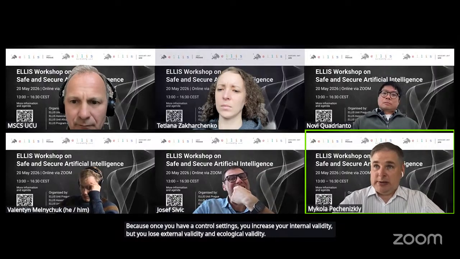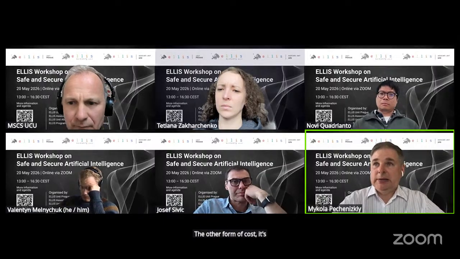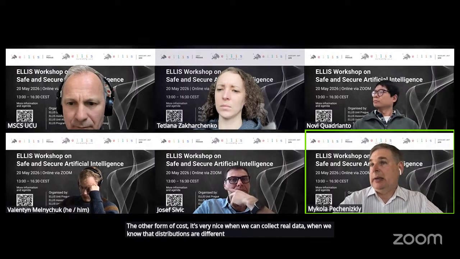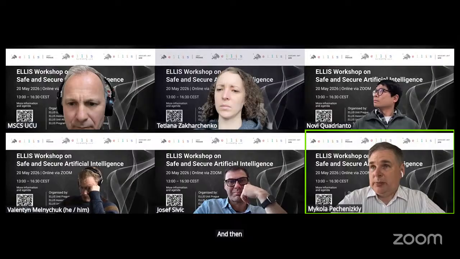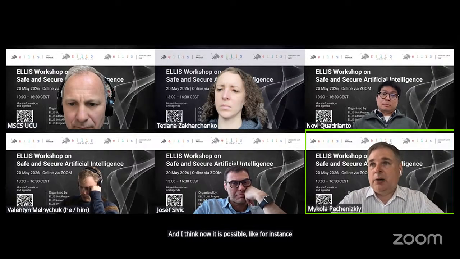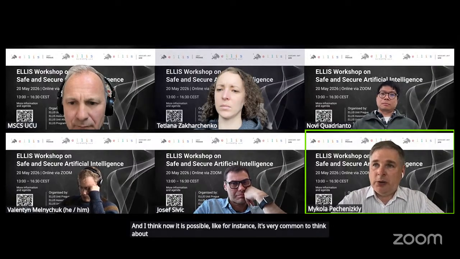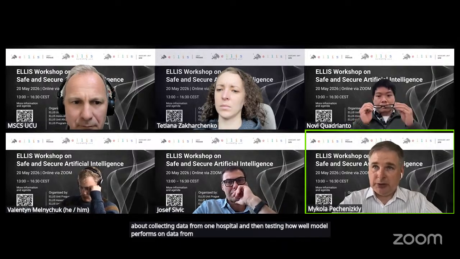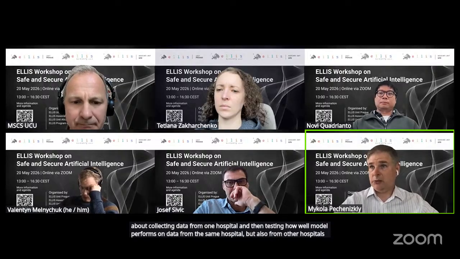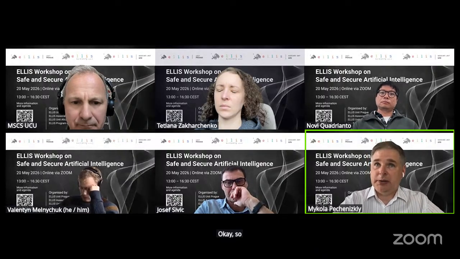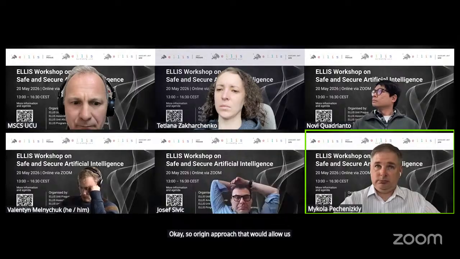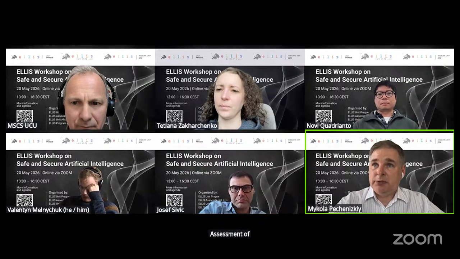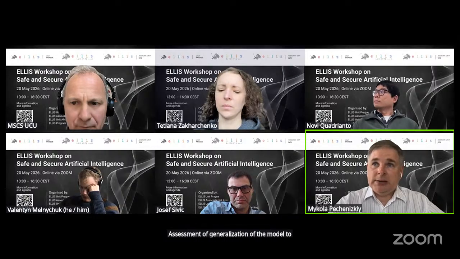The other form, of course, it's very nice when we can collect real data, when we know that distributions are different. And I think now it is possible, like for instance, it's very common to think about collecting data from one hospital and then testing how well the model performs on data from the same hospital, but also from other hospitals. So it's already an interesting approach that would allow us to do assessment of generalization of the model to previously unseen distribution.